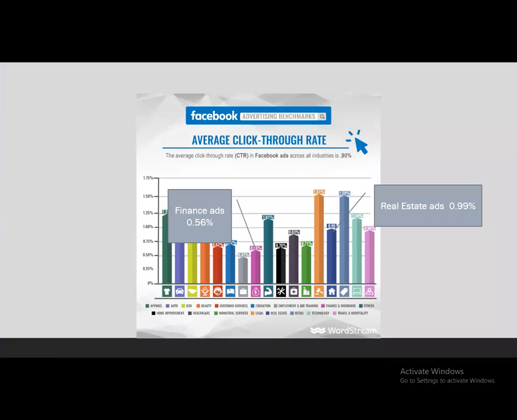So when it comes to social media marketing, the main aim is for people to click on your ad and come through to your ad, and hopefully become a lead for you. As you can see from this, the click-through rate on Facebook for real estate ads is 0.99%. And for finance, which is where my business is, it's 0.56%. So next slide, Anna.